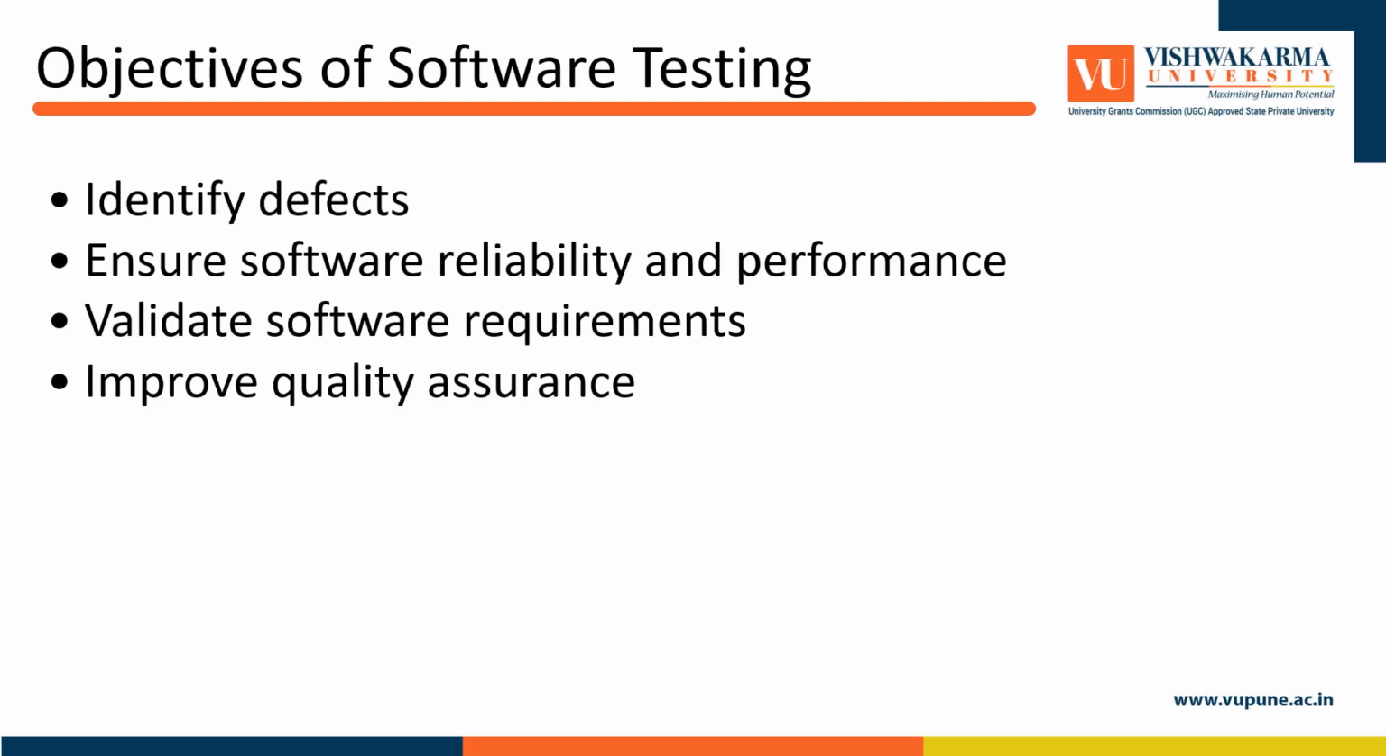Now, let's move on to the objectives of software testing. The main objectives of testing are: first, to identify defects or bugs in the software; second, to make sure the software is reliable and performs well; third, to validate that the software meets all requirements; and finally, to ensure high quality before software is delivered. Without testing, even a small bug can cause major issues like app crashes, data loss, or security problems.